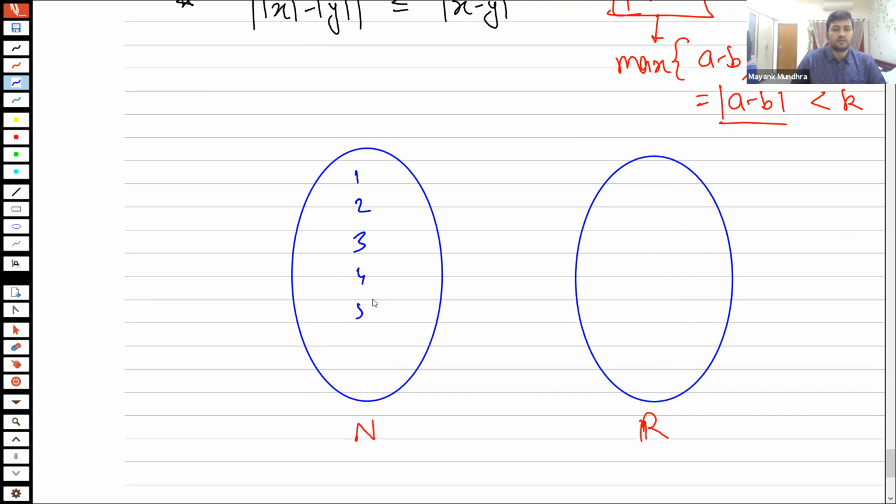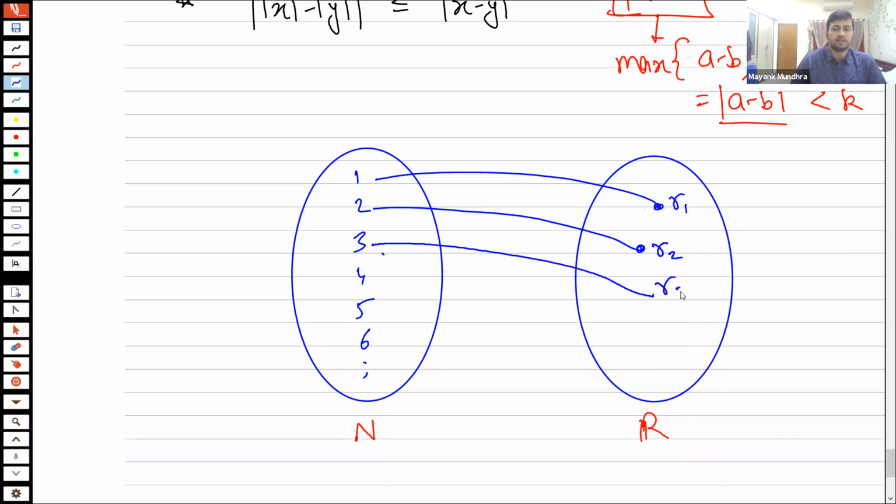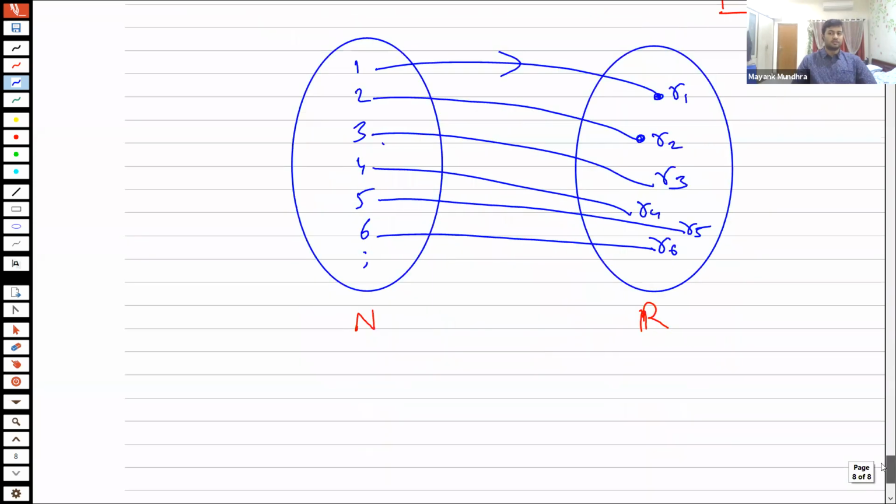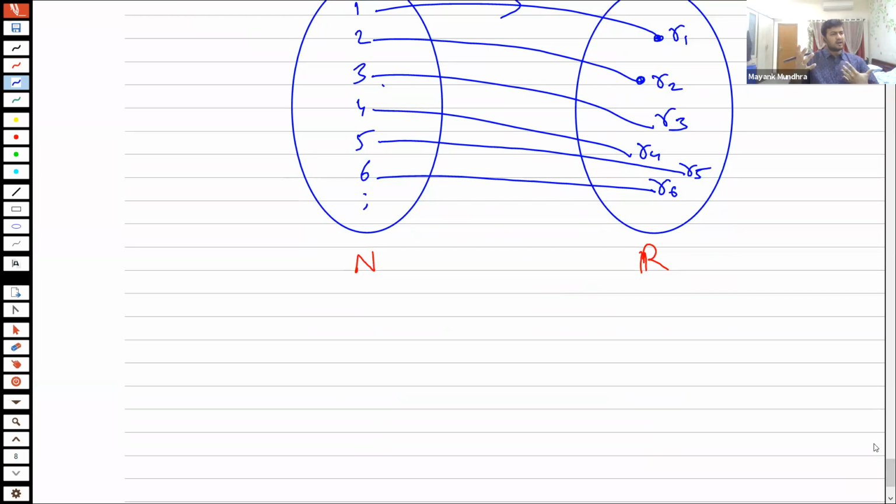1, 2, 3, 4, 5, 6, and so on. A sequence is just numbers. This is real number r1, this is real number r2, this is real number r3, this is r4, this is r5, r6, and so on. So it's a function defined from the set of natural numbers to the set of real numbers. Now it's a very complicated way of saying the same thing, that a sequence is just an arrangement of numbers. But what we are saying here in a very subtle manner is that the ordering of the numbers is important.